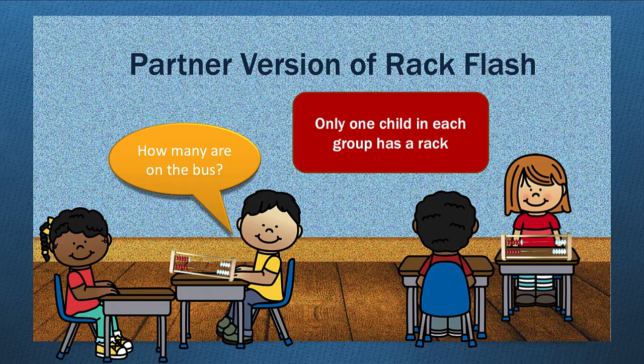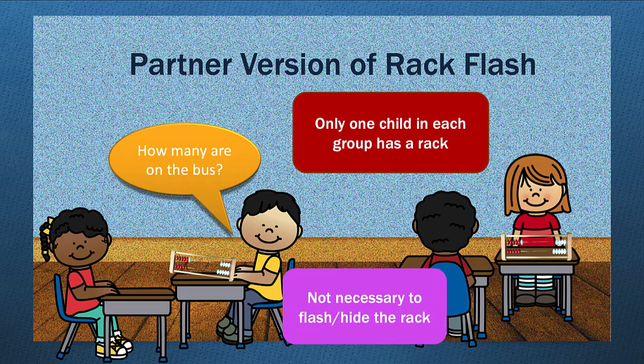The partner's task is to figure out how many people are on the bus without having his own rack to reason with. Of course, those children that still need a rack to use often touch the beads as they figure it out. We have found that it is not necessary that the child posing the task mimics Rack Flash to the extent that he actually shows and hides the rack repeatedly. It is sufficient that he shows the rack to the partner.